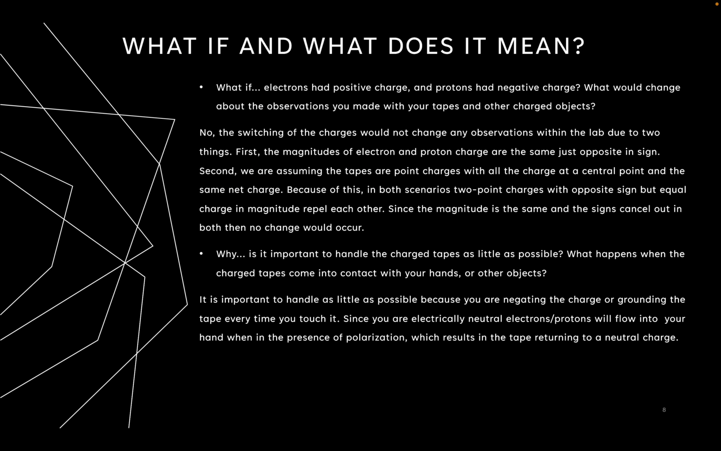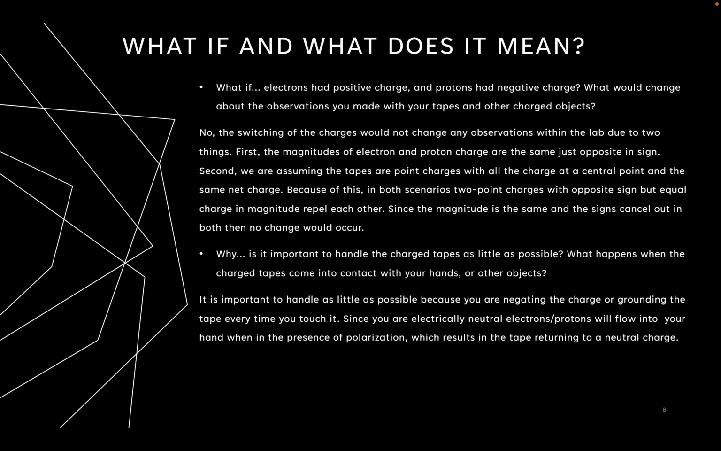And then the what if and what does it mean? So if electrons and protons switch the signs of their charge, I thought that even though you're switching the sign of the charge, the magnitudes are the same, and since you're calculating with the two same charges, they're going to be squared. So since it's the same magnitude and the sign is going to cancel out when you square it, the calculations won't change in either direction or magnitude.